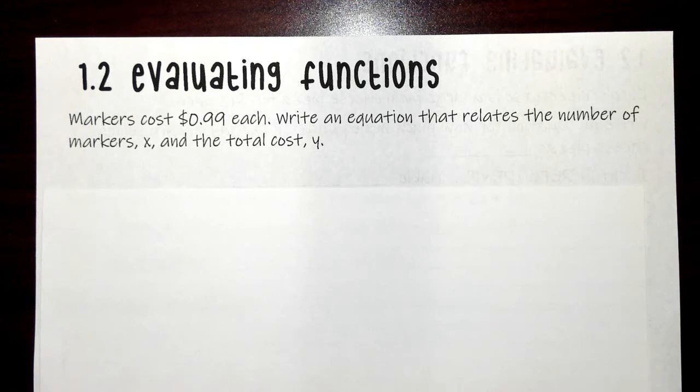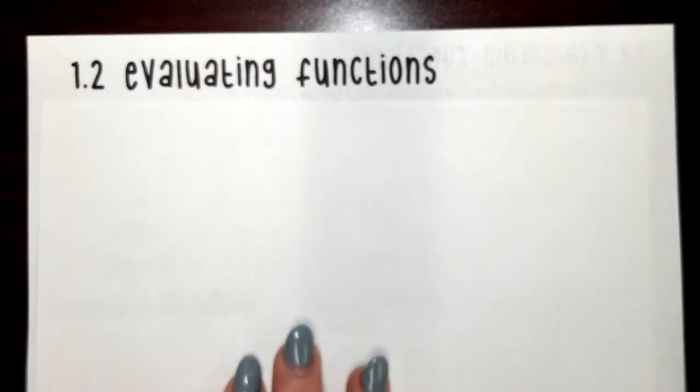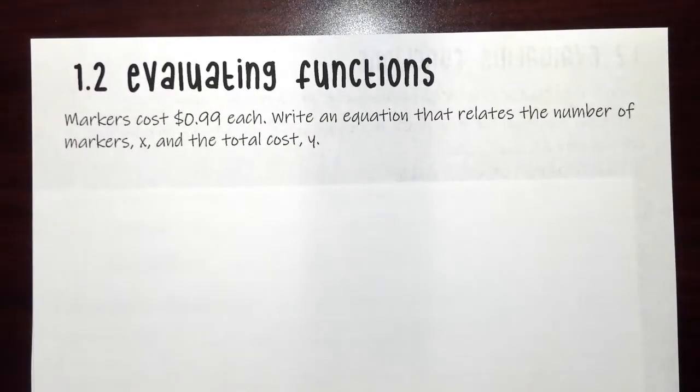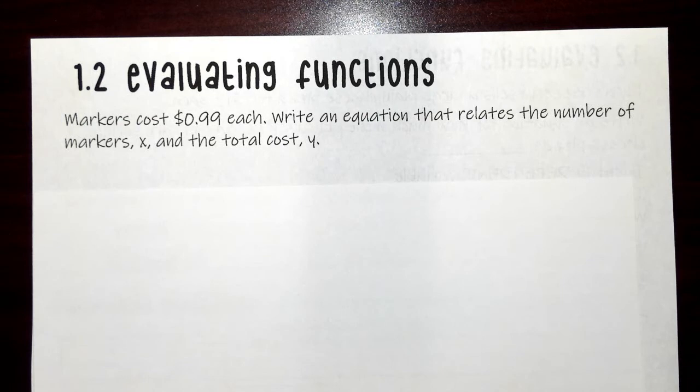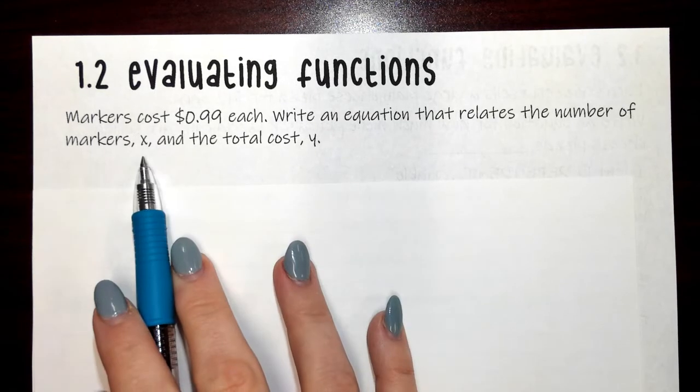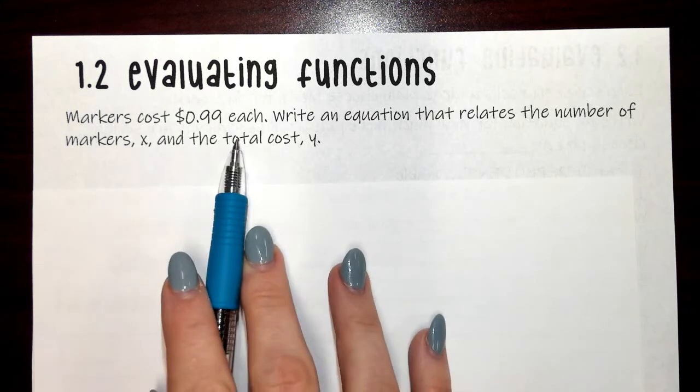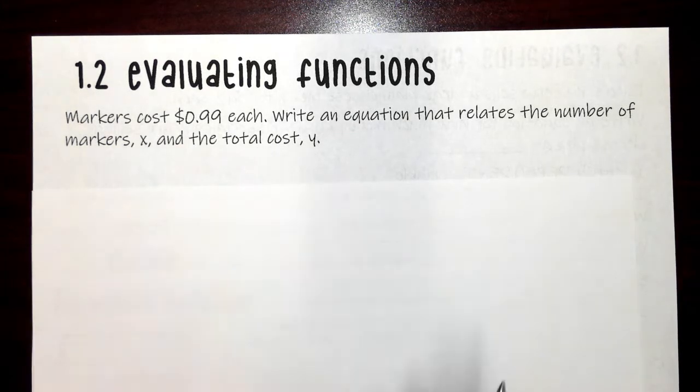We are now going to look at evaluating functions and what that looks like, but let's talk about this situation first. We've got markers and they cost 99 cents each. So let's write an equation that relates the number of markers, which is my x value, and the total cost, which is my y.